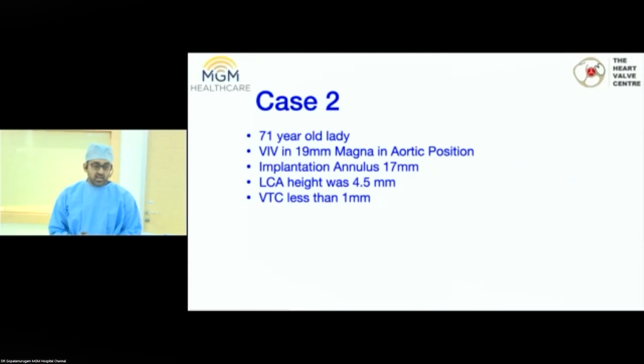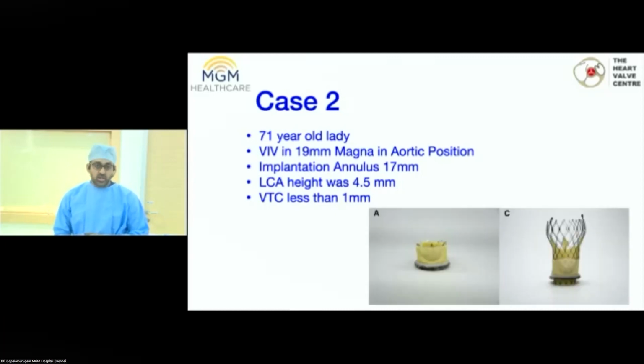This is a valve-in-valve case because of dysfunctional Magna valve in the aortic position. The patient had a 19 millimeter Magna, therefore the ID was 17 millimeter. The left coronary height was 4.5 and the VTC was less than a millimeter. So a perfect recipe for left coronary occlusion. And this is what one would expect when you do a valve-in-valve, be it a balloon expandable or a self-expandable. Then the entire previous surgical bioprosthetic valve becomes a covered stent.